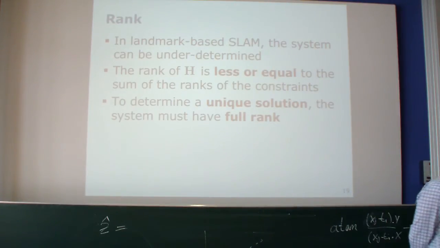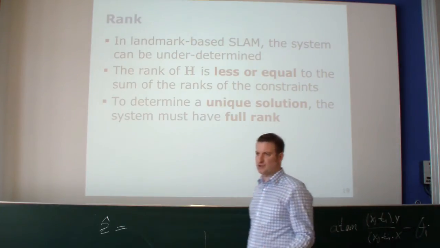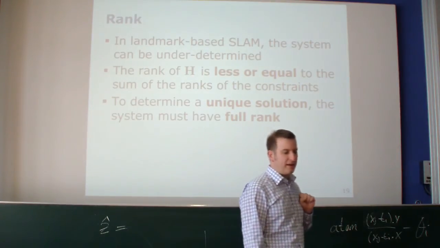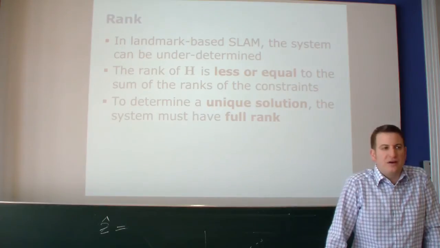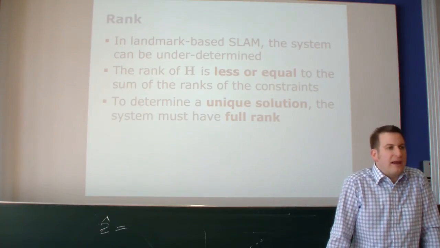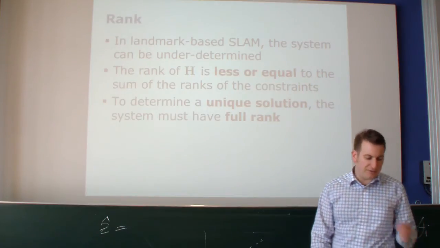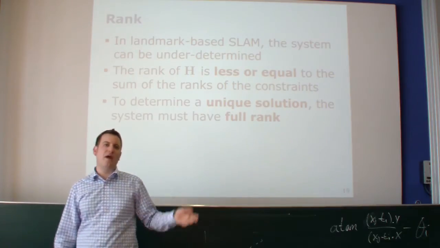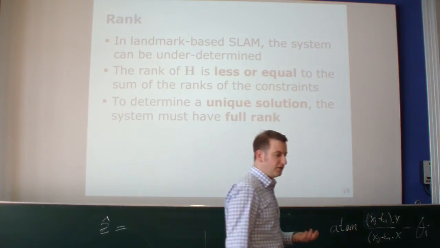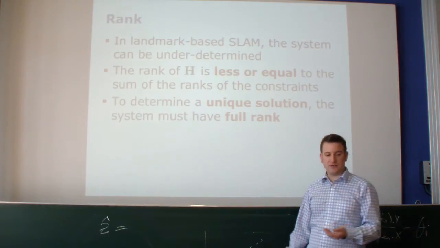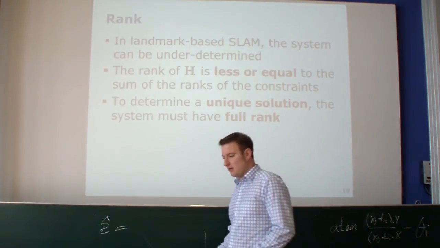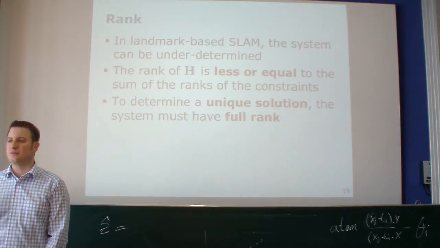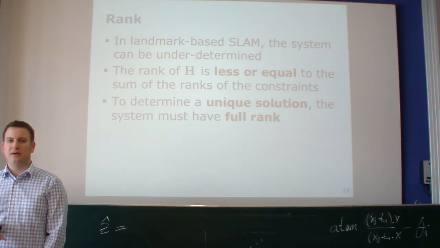So in the case where I work with landmarks and I build up my big H matrix by summing up these small matrices, I may end up in a situation where the rank of this matrix, the H, is not full. For example, in the bearing-only case, if I observe a landmark only once, there's no way for me to determine a unique solution for that system. So I can only obtain a unique solution if H has full rank. But if H doesn't have full rank, I can't obtain a unique solution.